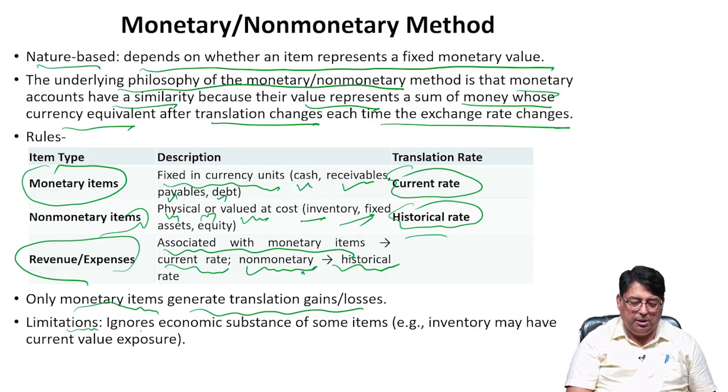So, in monetary and non-monetary, it is the nature of the item in the balance sheet or income statement that matters. The limitation is that it ignores the economic substance of some items, like inventory, which may have current value exposure. We know that some portion of inventory may be blocked funds, but inventories are also part of current assets and are convertible into cash in less time in comparison to other assets. But the method ignores this, because the nature of inventory is non-monetary.